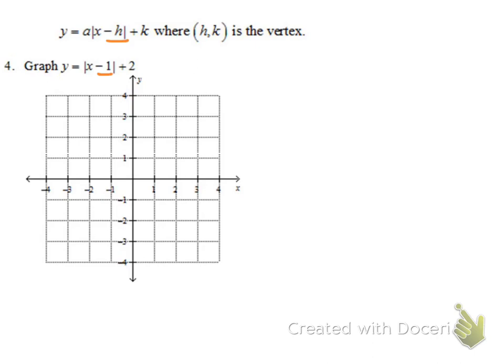Minus in the formula, so our h here is 1. K is 2. So put a point at 1, 2. Draw your axis of symmetry. The A again is 1 as a fraction, 1 over 1. So go up 1, to the right 1, plot those points, and then we'll reflect those across that axis of symmetry.